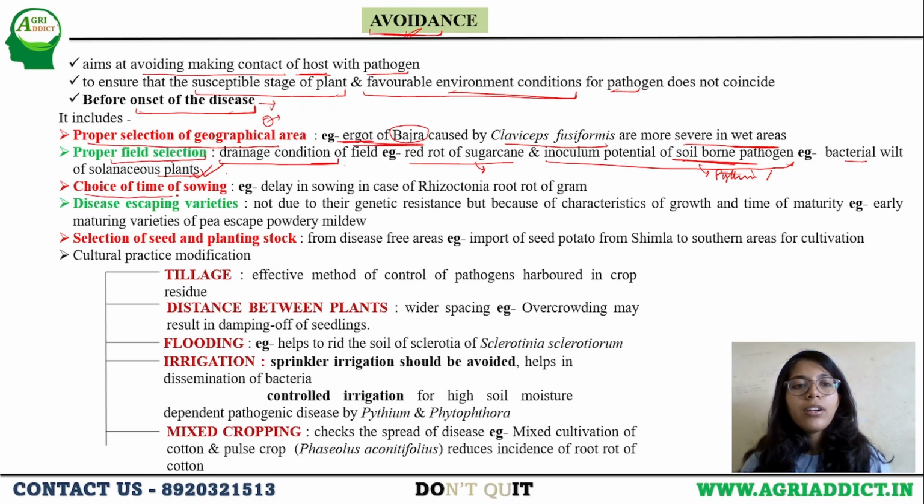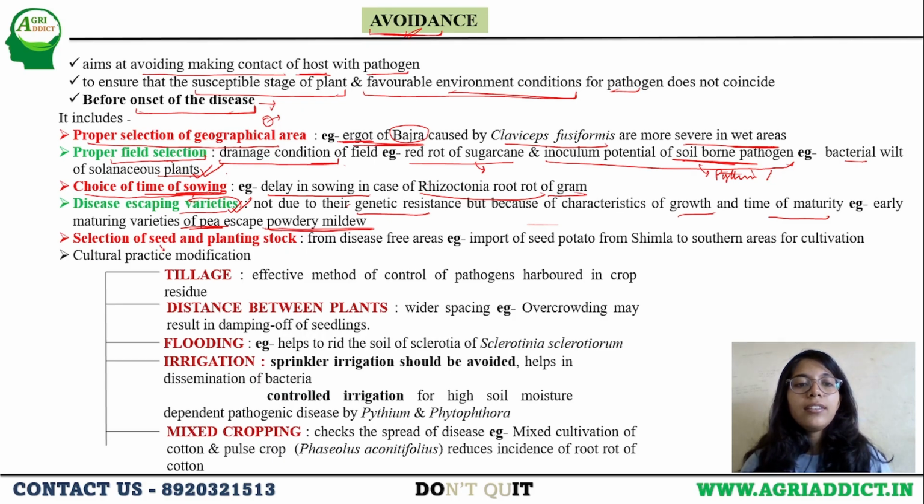We need to have the proper schedule of the time of sowing of that particular crop. That is, delay in sowing in case of gram to avoid the rhizoctonia root rot. Various disease escaping varieties are also there. We need to cultivate them. So the disease escaping varieties, it is not the genetic resistance, okay, but it is the characteristics of the growth and the time of the maturity of the plant. For example, the early maturing varieties of pea can escape the powdery mildew.